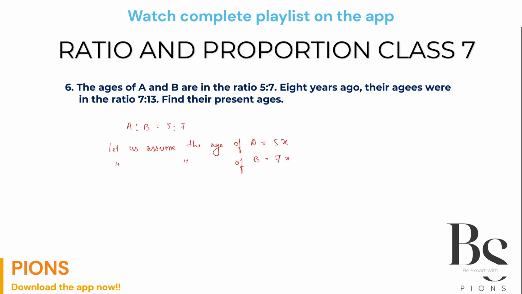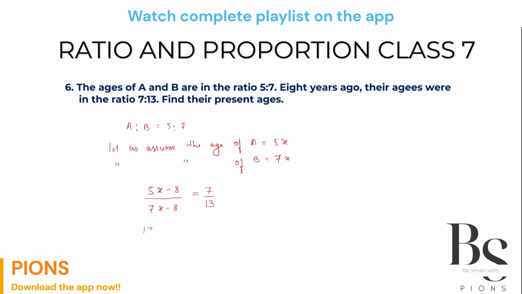Next is 8 years ago. So 5x minus 8 and 7x minus 8. Why minus 8? Like if the current age of me is 20 years, let's say, then 8 years before, it will be how much? 12 years, right? So if 5x is the present age, minus 8 will be 8 years ago. What will be A's age? And 7x minus 8 is B's age, correct? And these ages were in the ratio 7:13. So this will be our equation.